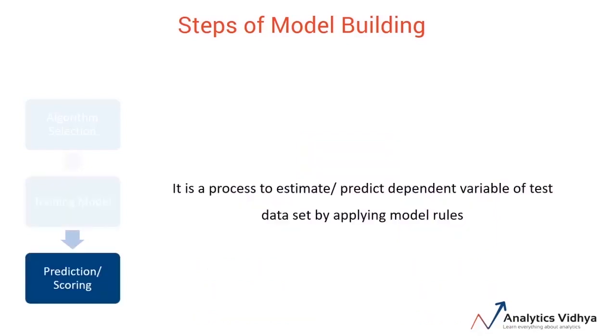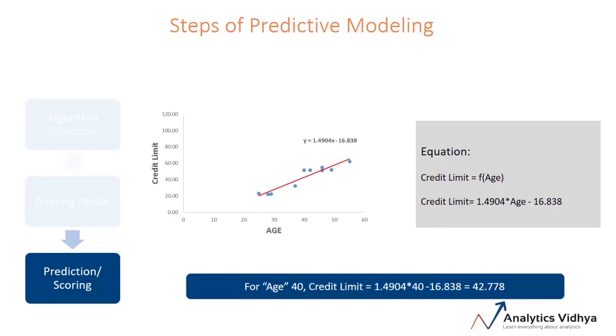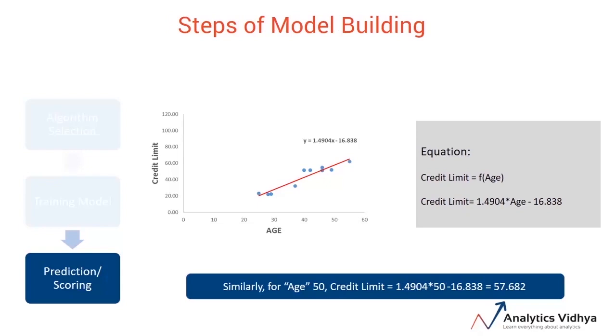Now after training the model or learning the relationship, we move to the last step in model building, which is making predictions. We use the learned relationship to make predictions on the test data. So for example, our learned relationship between age and credit limit was a linear equation. So now, if we wish to predict the credit limit for a person of age 40, then we can simply put the value of x as 40 and get the credit limit as shown. Similarly, for a person of age 50. So this was how we can use the learned relationship for making predictions.